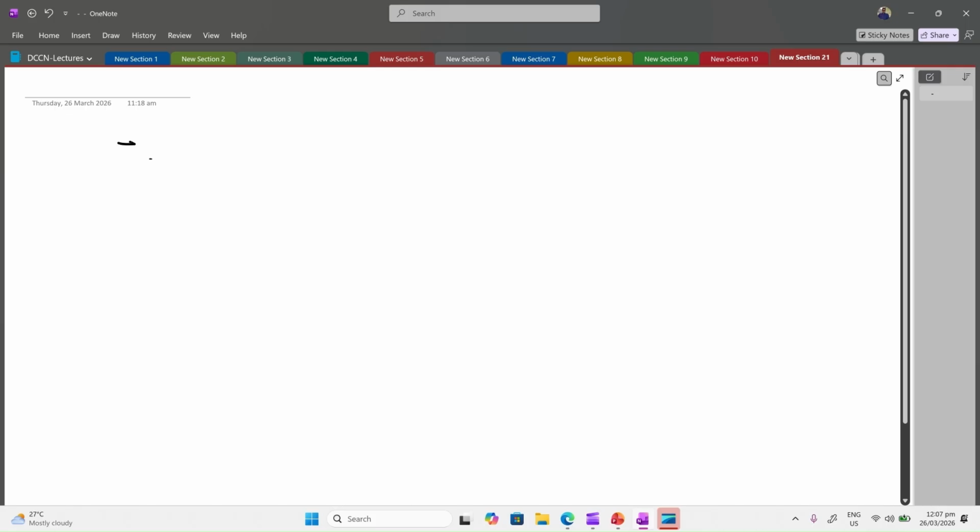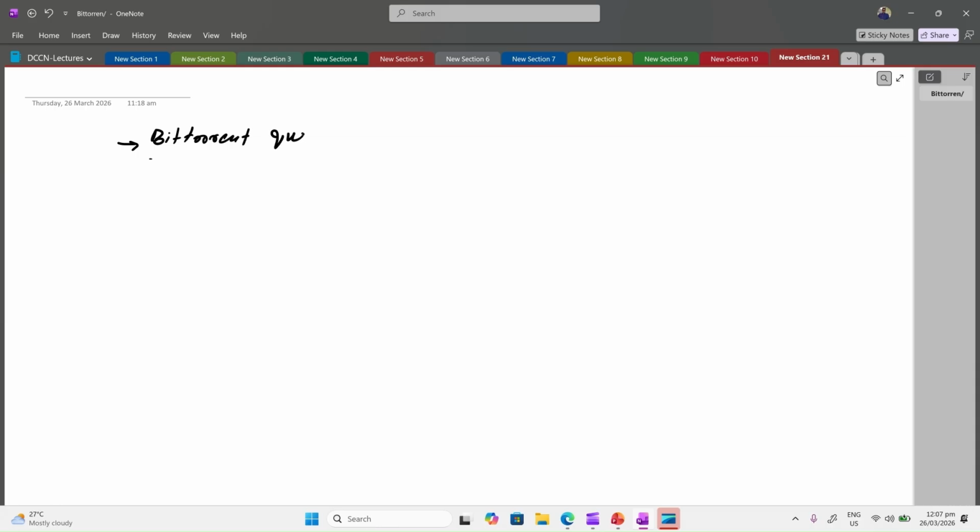Yes, sir. So BitTorrent, or for example any other torrent application, BitTorrent quality depends on selection of neighbors. Okay, and neighbors are selected based on probability.